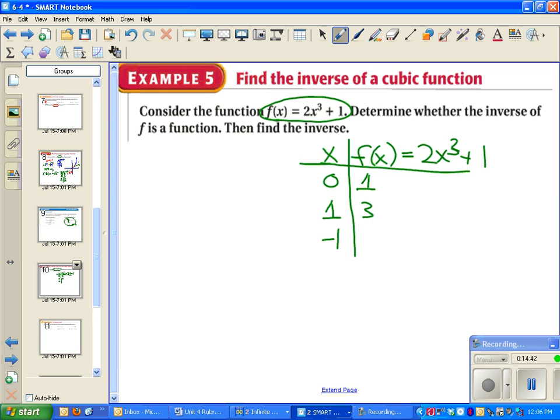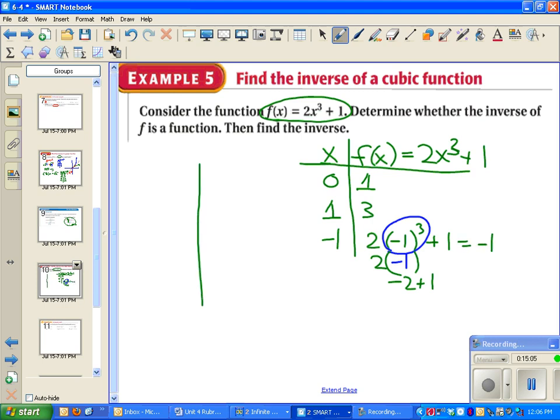This one, when we plug in -1, so 2 times -1 cubed plus 1. We do order of operations, so we do exponents first. And -1 cubed means -1 times itself 3 times. So this would be -1 times 2. So 2 times negative 1 is negative 2. And then when we add 1, we're going to get negative 1. So if I graph all of that, I see 0, 1, then 1, 3, and negative 1, negative 1.